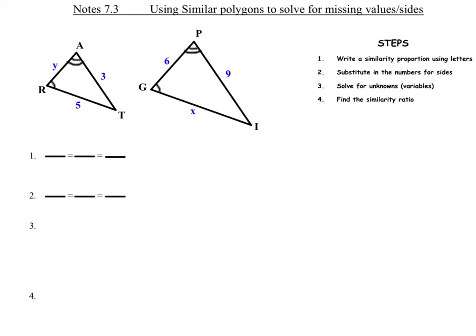We will call the first triangle RAT. I will go from 1 arc mark to 2 arc marks to 0 arc marks, so RAT. And that triangle is similar to triangle GPI, going from 1 arc mark to 2 arc marks to 0 arc marks. There, we have a similarity statement. Now we can use this similarity statement to easily write our similarity proportion in step 1 using our letters.